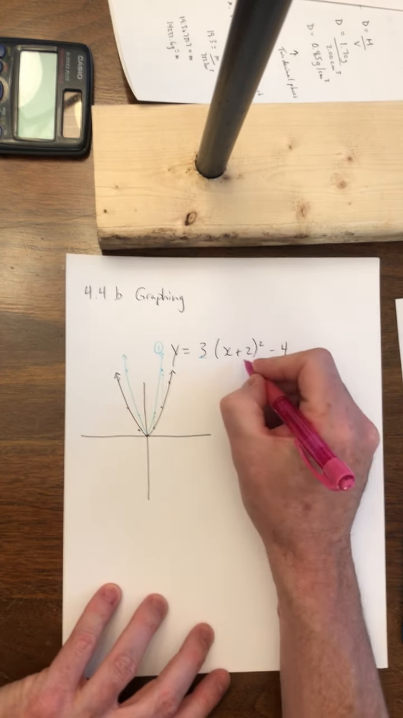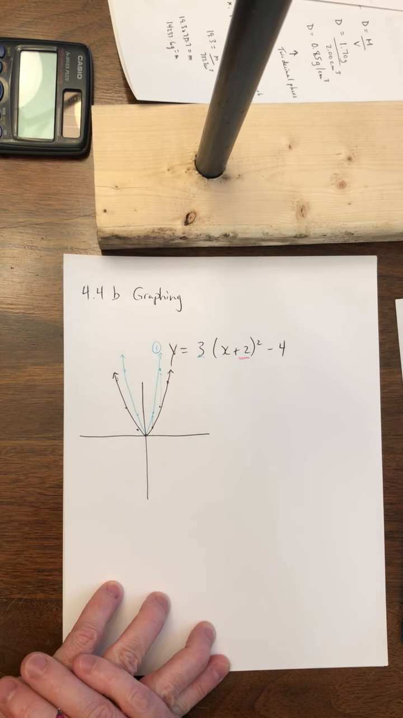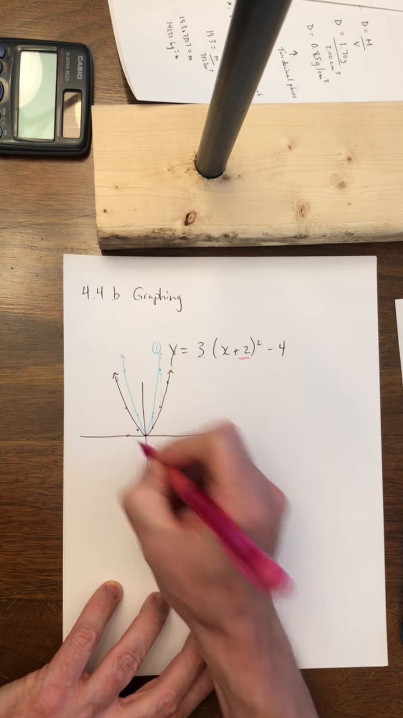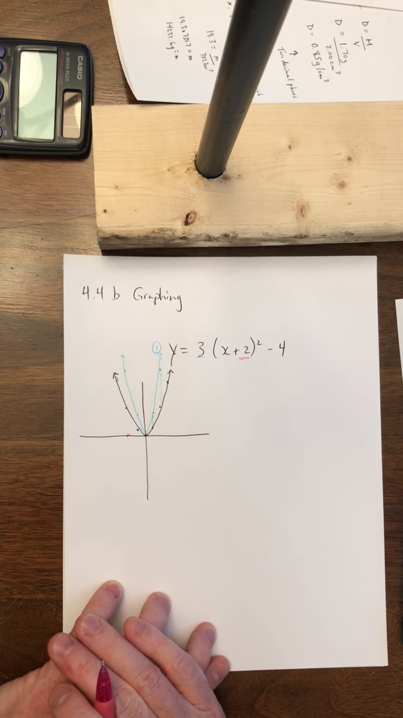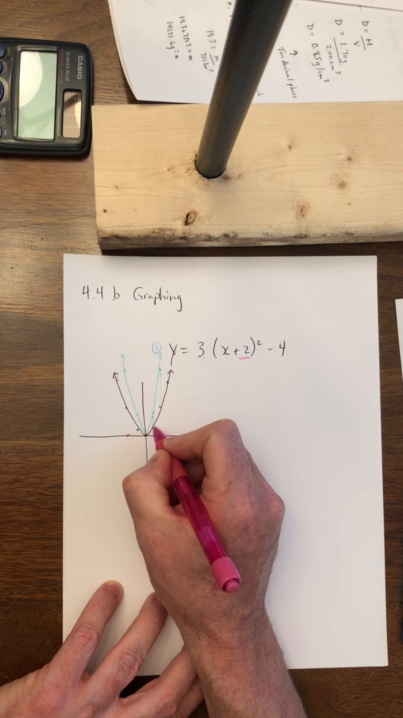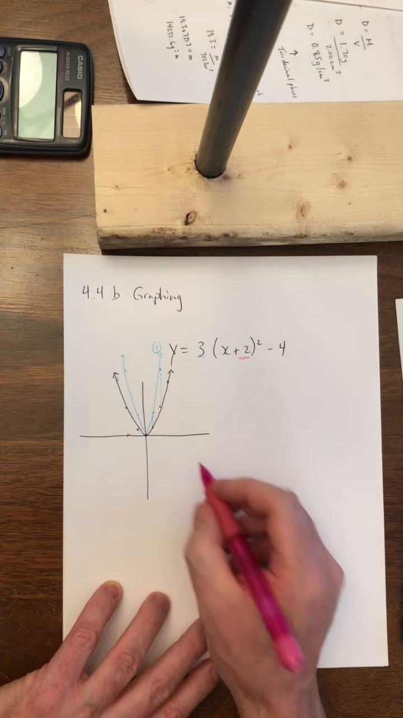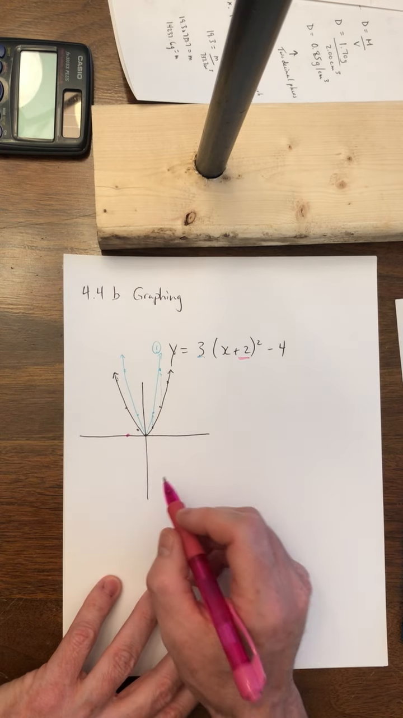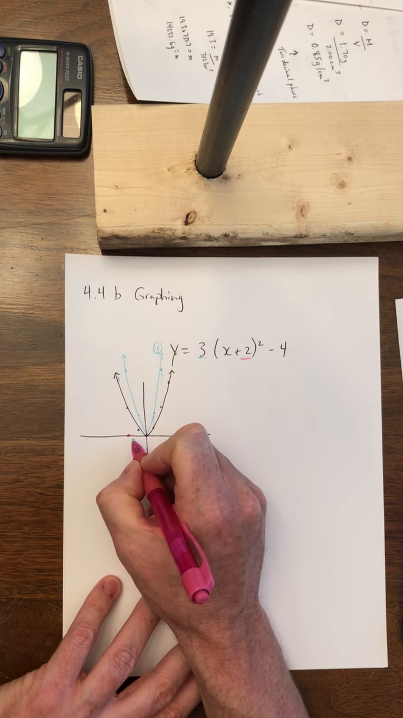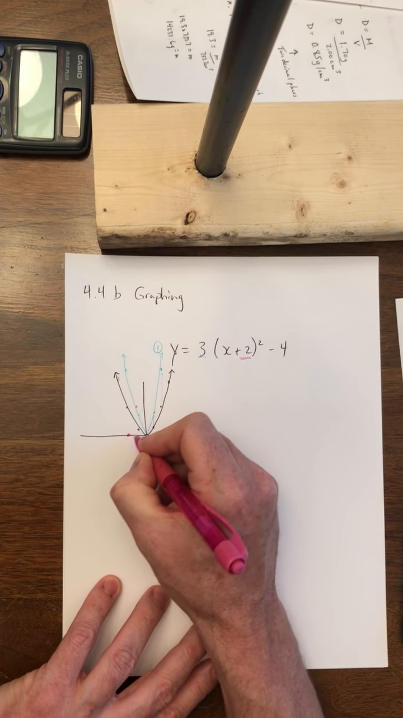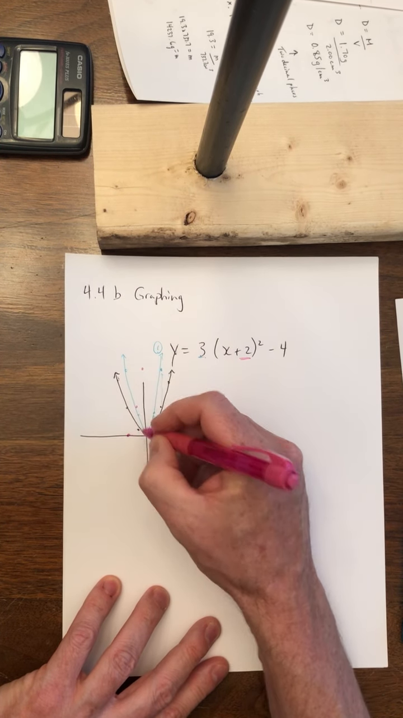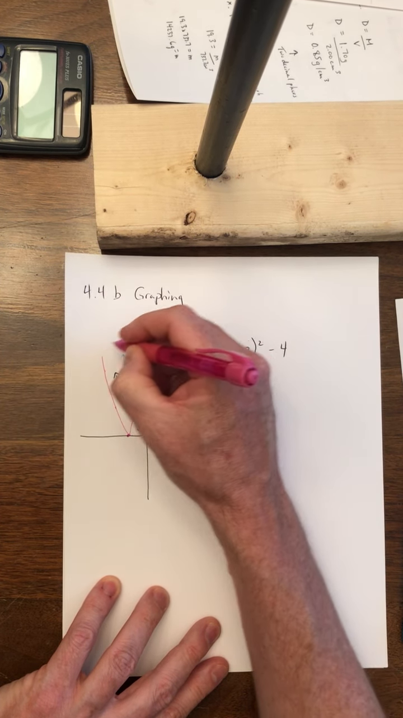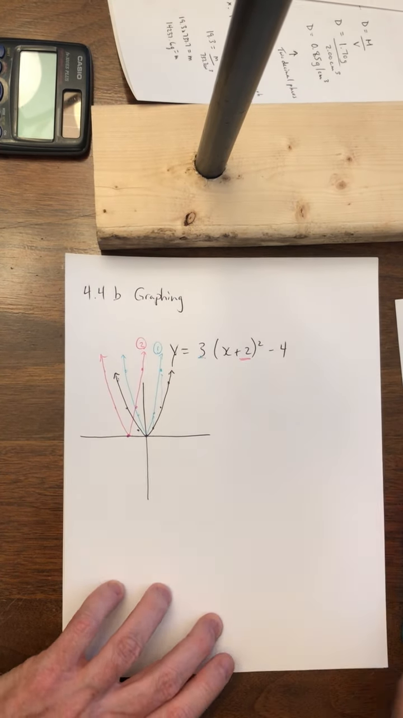Our third transformation is going to be dealing with the h, and the h tells us here that we go 2 to the left. So we can either move all these points over 2 to the left. Or, as I prefer to do, I prefer to draw in my vertex and then just draw the points off of that. So that would be over 1, up 4, over 2, up 12, and the same thing on the other side of our axis of symmetry. And we get our second transformation.